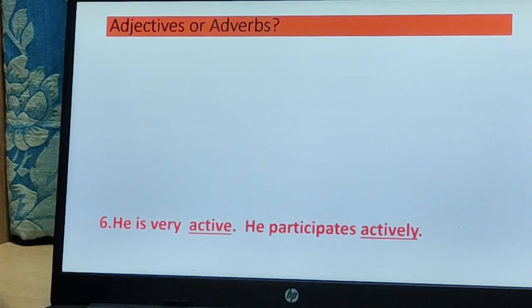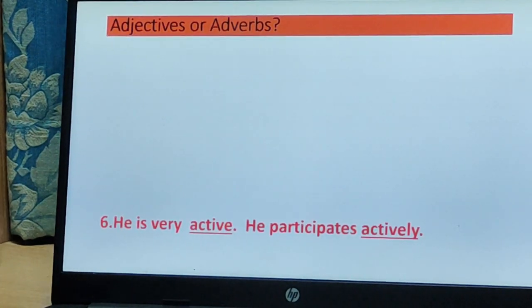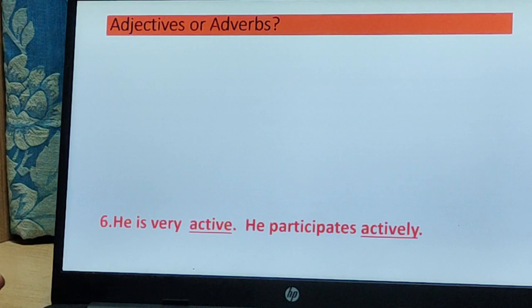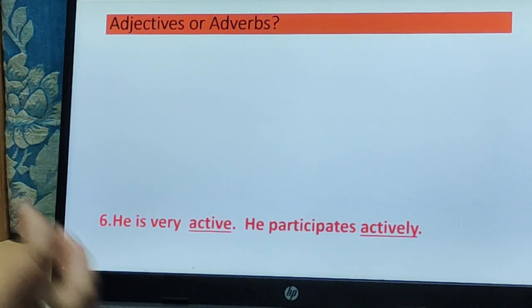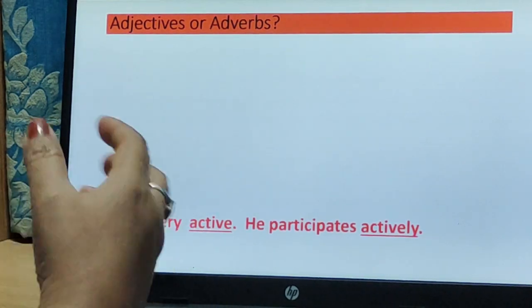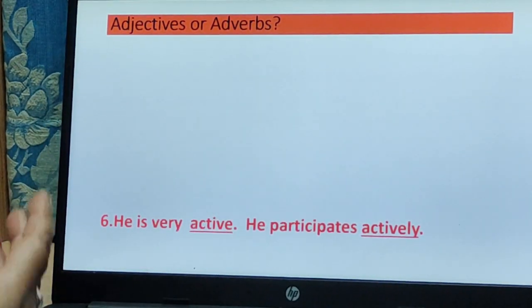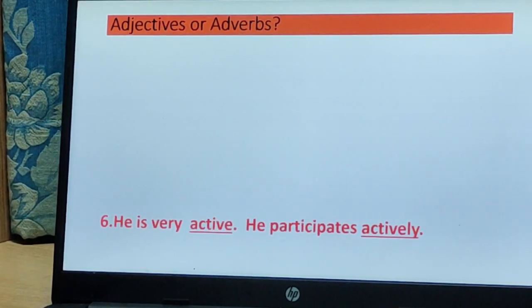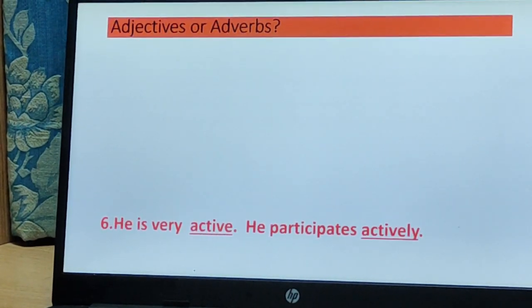So last one, he is very active. How is he? He is a pronoun. Any word that tells us more about a noun or a pronoun, this is an adjective. But he participates actively, which is the verb, participates. How does he participate? Actively, it is an adverb.